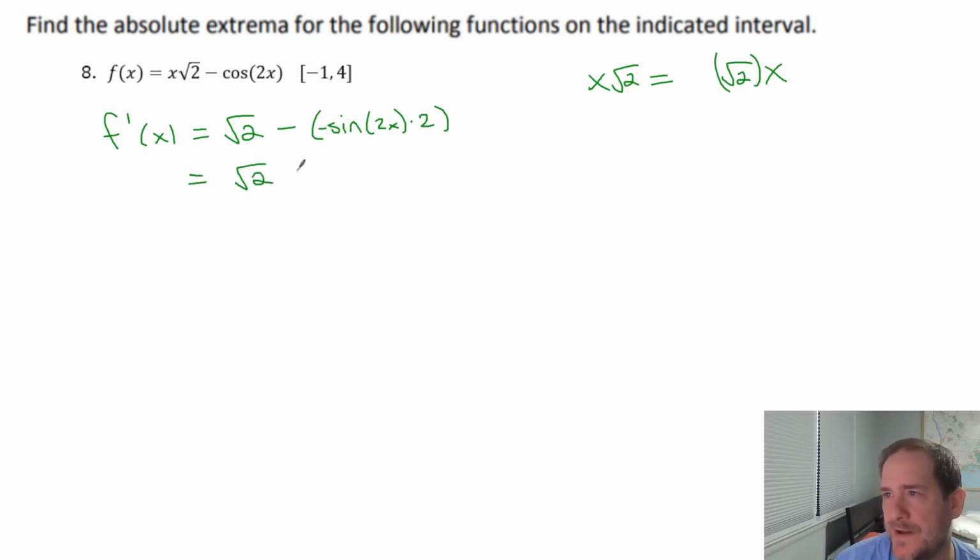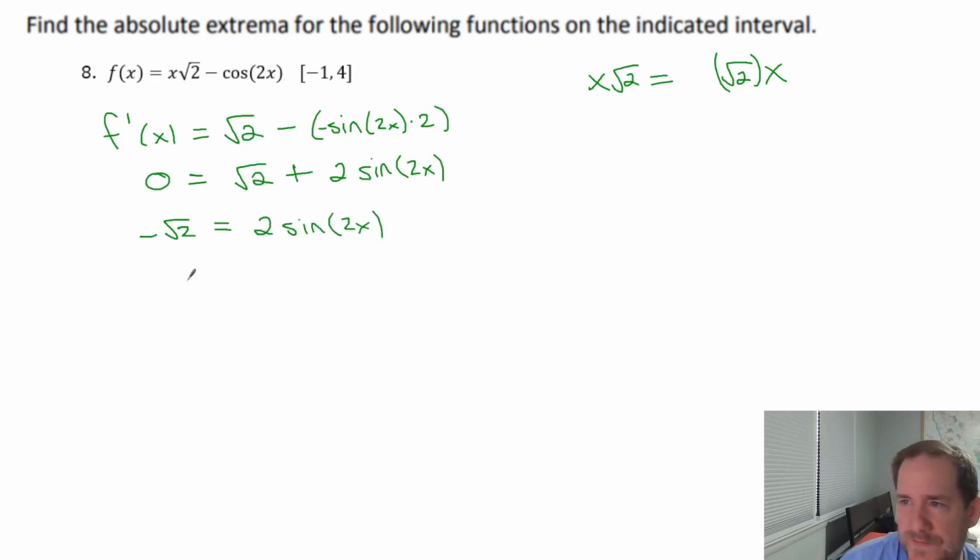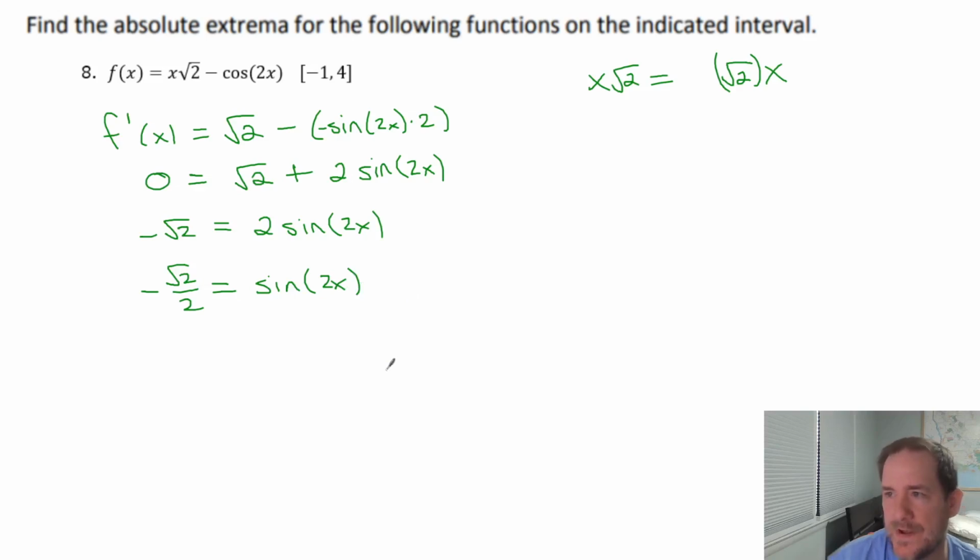We'll clean that up and we'll say this is root 2. The minus minus will be a plus. We'll put 2 as a coefficient, 2 times the sine of 2x. And we'll set this equal to 0 and try to solve. And to solve, you'll subtract the root 2 first. So you get negative root 2 equals 2 times the sine of 2x. Then if you divide by 2, you get negative root 2 over 2, which finally, this is me asking you to do a slightly difficult trigonometric function here, right?